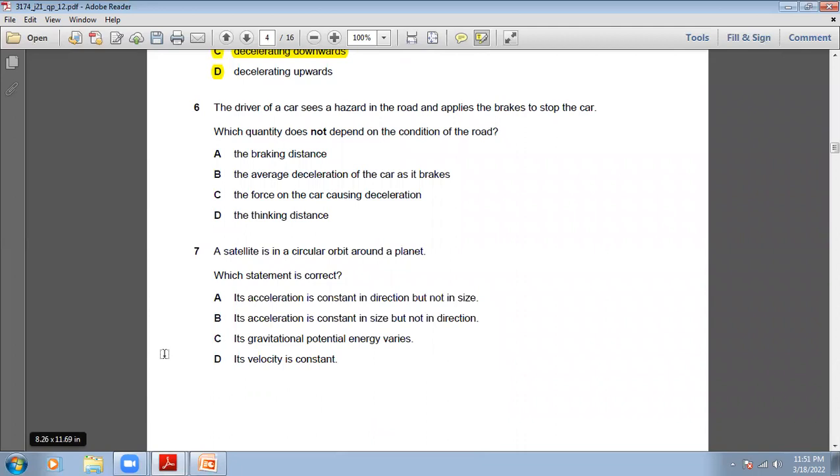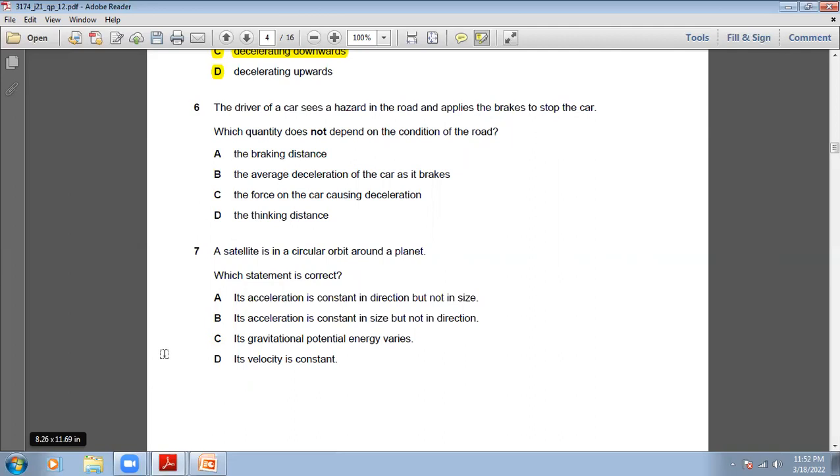The driver of a car sees a hazard in the road and applies the brakes to stop the car. Which quantity does not depend on the condition of the road? I think the thinking distance does not depend upon the condition of the road. The thinking distance depends upon the condition of the driver. So how much is the reaction time, and during that reaction time, the distance traveled is known as thinking distance. So the thinking distance does not depend upon the condition of the road. It depends upon the condition of the driver.